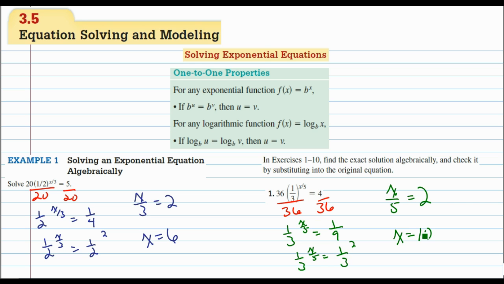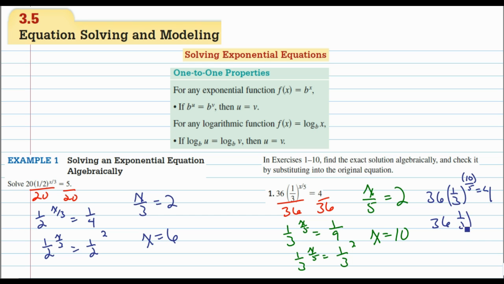Now I'm going to check it by substituting it into the original equation. So if I do 36 times 1/3 to the x, which is 10 over 5, that should equal 4. So 10 over 5 is 2, so 36 times 1/3 squared should equal 4. 1/3 squared is 1/9, and now 36 times 1/9 is 4. So I just followed order of operations, simplified that left hand side, and I do get 4 equals 4, so my x equals 10 does work out.